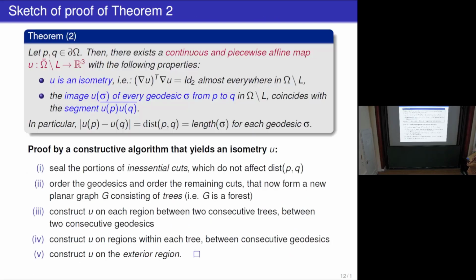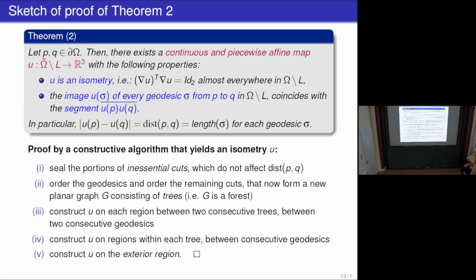Okay? So now really the point of my talk is to sketch the proof and the construction of this isometry rectifying all the geodesics in Theorem 2. So that's the statement of the theorem again. And the proof comes by an algorithm. And here are the main steps in the algorithm. The first step is, you may think, counterintuitive, because the more cuts you have, the more degrees of freedom you have. But in the first step, I'm going to seal certain portions of cuts, which I declare inessential portions of cuts.